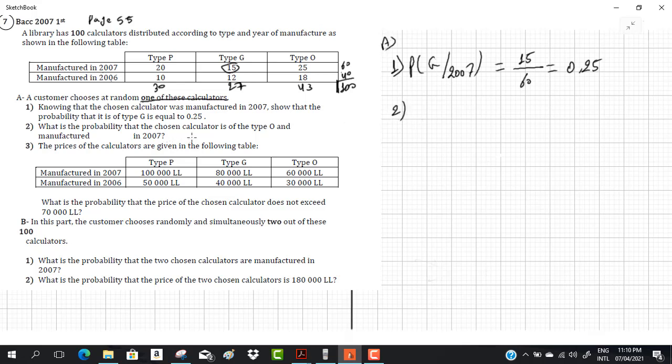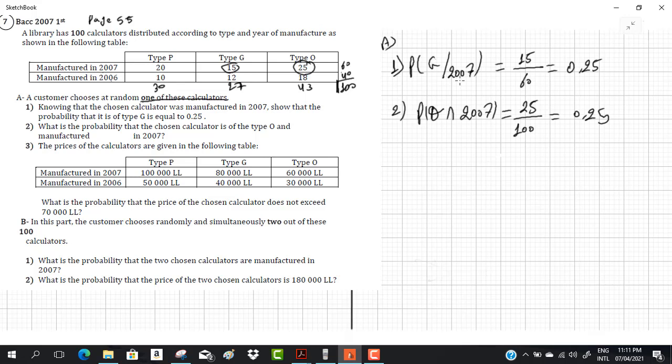A2 what's the probability that the chosen calculator is of type O and manufactured in 2007. O intersection 2007 هون ما في conditional probability. Type O and manufactured in 2007 intersection للO مع 2007 هو 25 out of the total of the calculators is 100. التوتال كله 100 بيطلع 0.25. طلعوا same answer بالصدفة ما في شي relation بيناتهم أبدا ما خصهم ببعض.